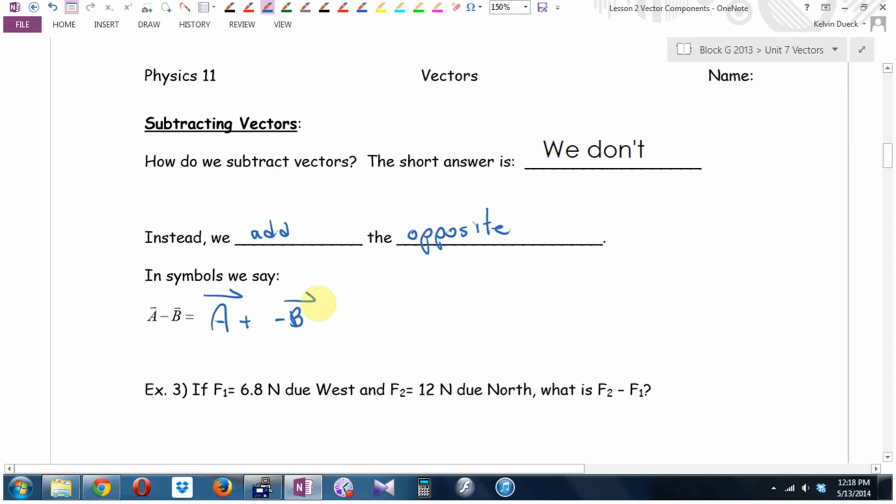The arrow is going to go to the other end. The magnitude won't change, but if it was pointing up and that way, now the negative is going to be pointing down and that way. It's a very easy fix. And then, hey, now it's addition. Add it tip to tail.